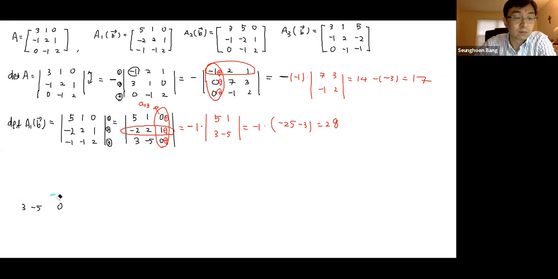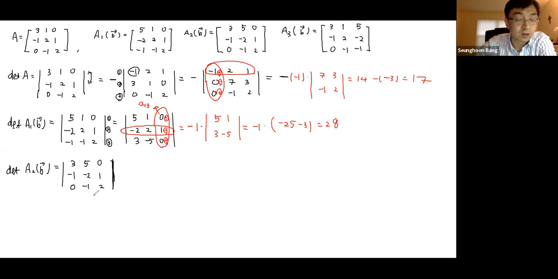The next step. Here, you calculate the determinant of A2B. Here, you can use the black one. The determinant A2B, I can do that with a similar method. So A2B is 3, minus 1, 0. We have 5, negative 2, minus 1, 0, 1, 2.